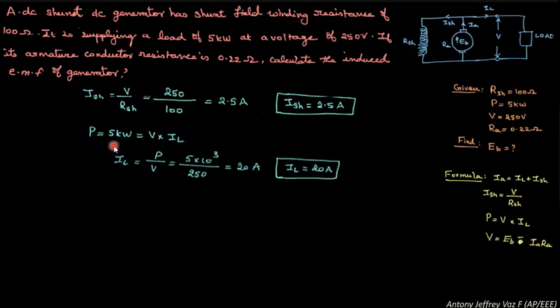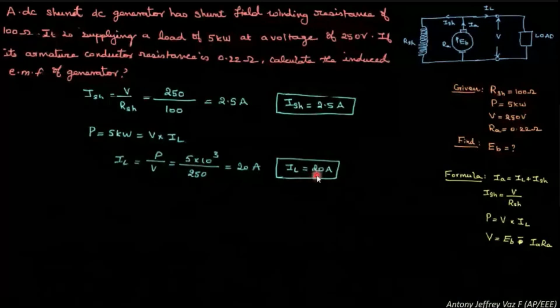Next, you need to find the power. The power is 5 kilowatt given in here. So you need to find the load current. So you can cross multiply here. IL is equal to P divided by V. Power is 5 kilowatt and voltage is 250 volt. 5 into 1000, that is 5000, divided by 250 is nothing but 20 amperes. Load current is equal to 20 amperes.